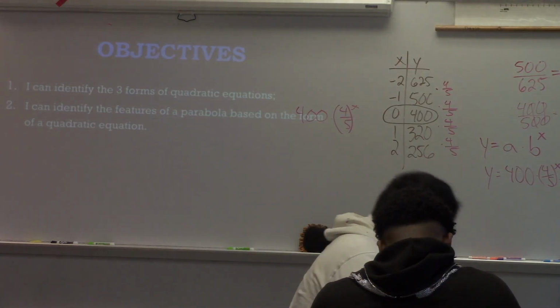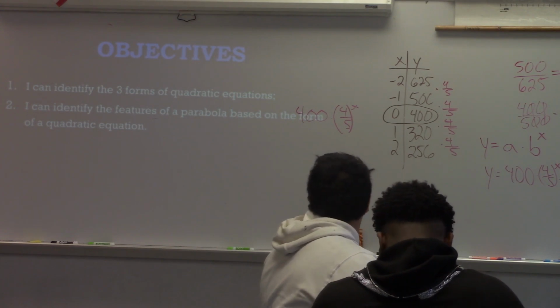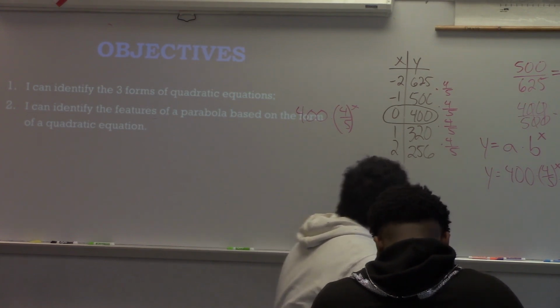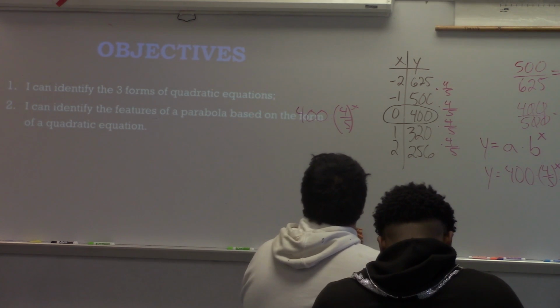Can I get somebody to read the second objective? Joe, sit down. Well, Sam volunteered first. Read it. It's all good. I can identify the features of a parabola based on the form of a quadratic equation.